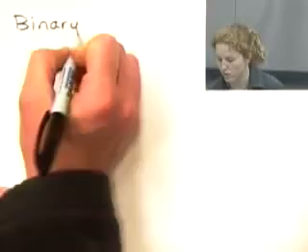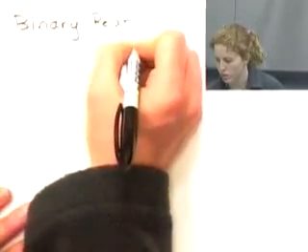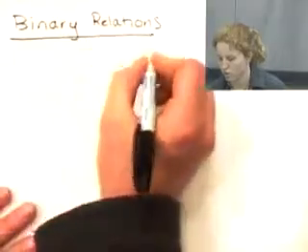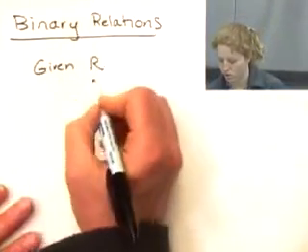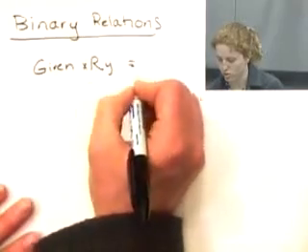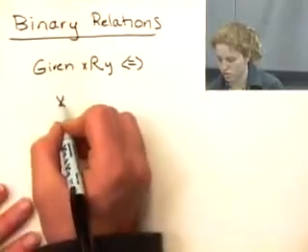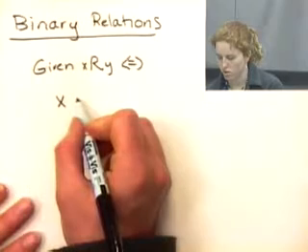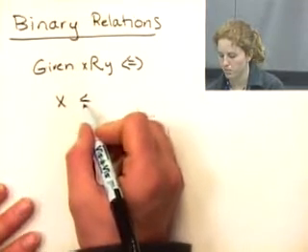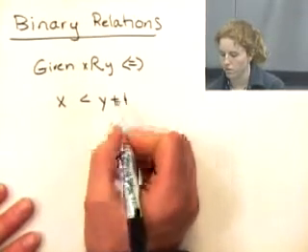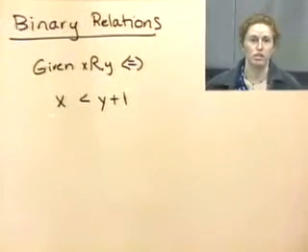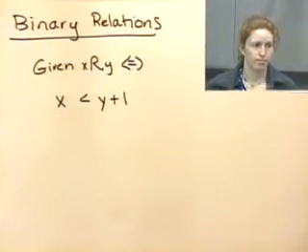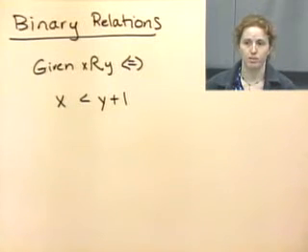Okay, so the only other thing I wanted to review today was a few things from binary relations. So here's a binary relation: x relates to y if x is less than y plus 1. Let's figure out what properties it has.